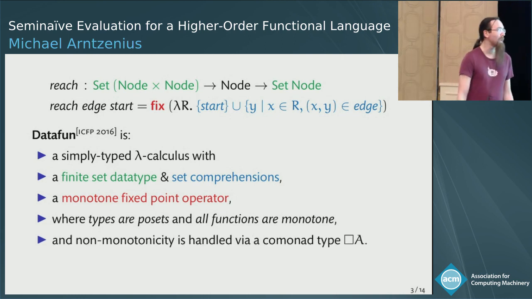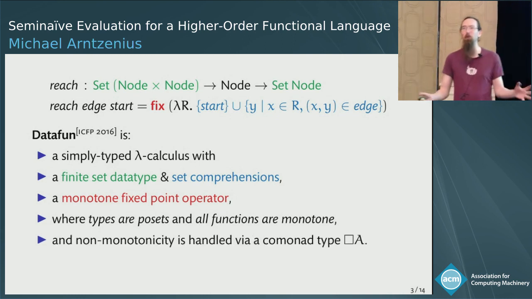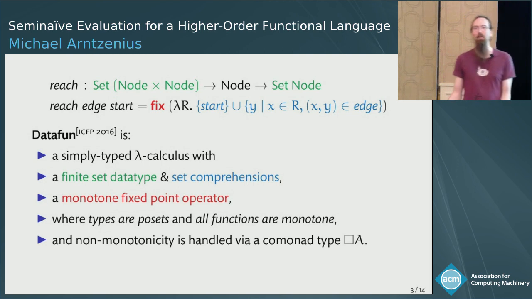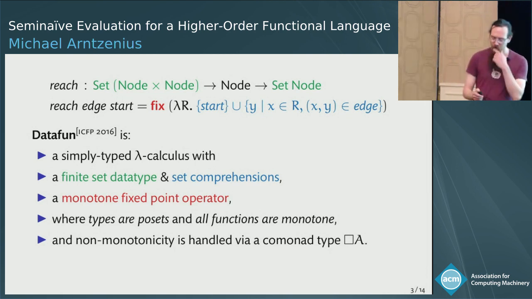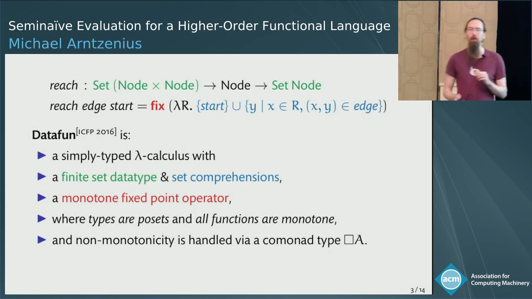But you may complain and say, hold on, there are non-monotone functions that are important, like Boolean negation or set difference. How do we deal with those? And the answer is, we're going to internalize non-monotonicity using a comonad called box. And it's worth explaining that because it's going to be important later.